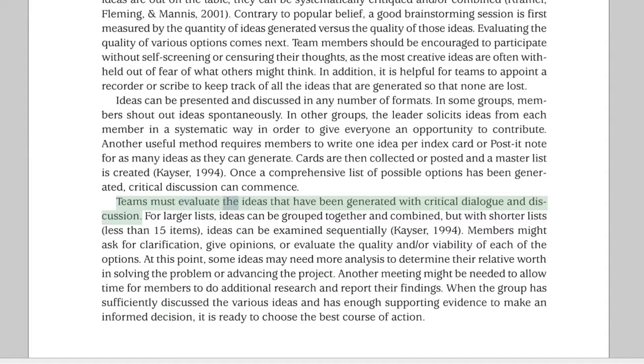Once a comprehensive list of possible options has been generated, critical discussion can commence. Teams must evaluate the ideas that have been generated with critical dialogue and discussion. For larger lists, ideas can be grouped together and combined, but with shorter lists, less than 15 items, ideas can be examined sequentially. Kaiser, 1994.